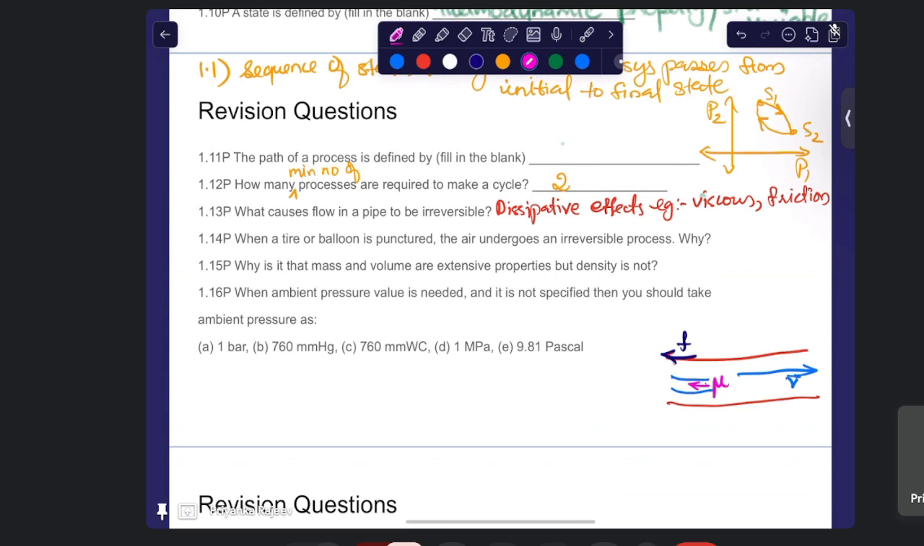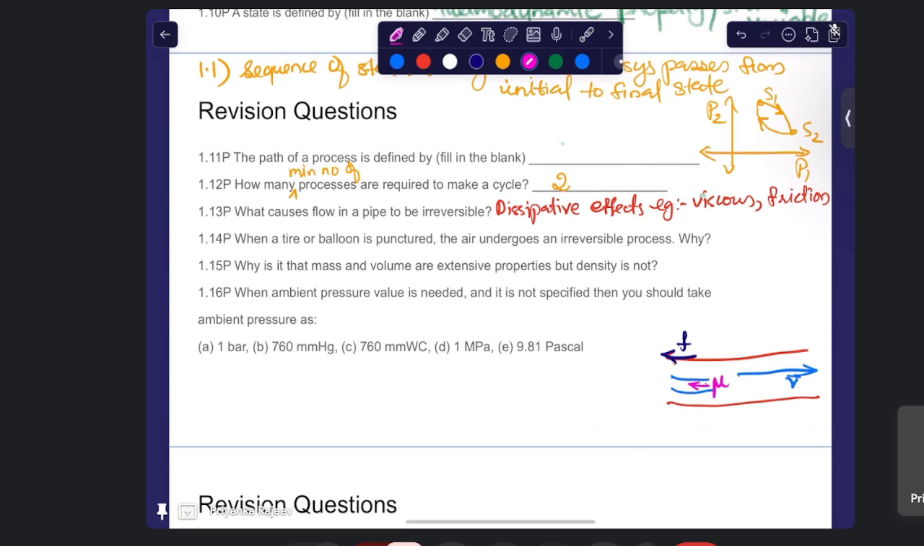Then there is turbulence, because of that again viscous forces will be higher, and there will be dissipation happening. So flow in a pipe is generally irreversible. Now when a tire or balloon is punctured, the air undergoes an irreversible process.